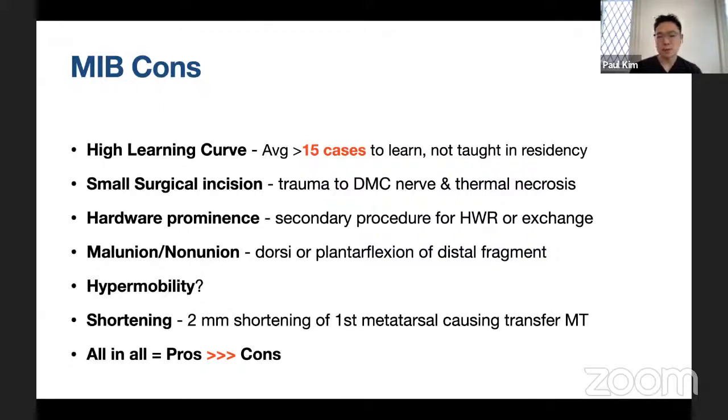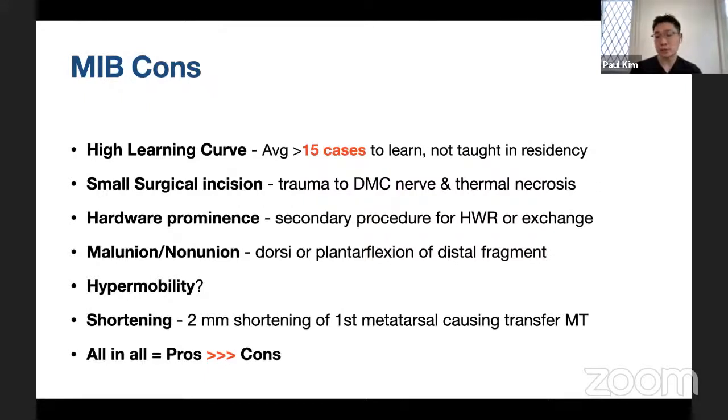It's a small surgical incision. You got to watch out for trauma to the dorsal medial cutaneous nerve, and it can cause thermal necrosis. So it's very important to use irrigation when using the MIS burr. Hardware prominence. They are coming out with newer screws because typically the screws that we use now have a little bit of prominence. There are some industry companies that make these beveled screws. So that's basically getting rid of this hardware prominence problem.